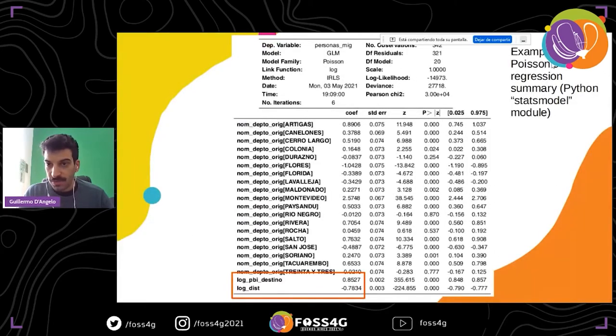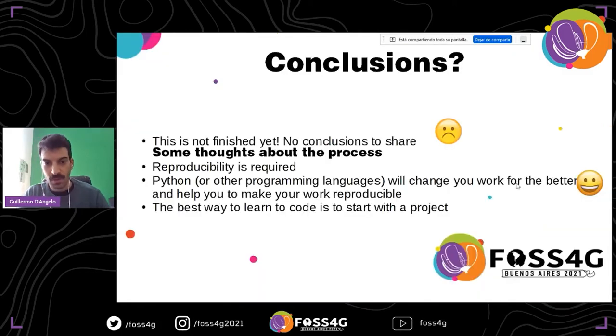This is an example of a Poisson regression summary, done in Python using the StatsModels module. This can also be easily done in R. It's almost the same framework, the same structure. Here you see some regressors that I use: the logarithm of the GDP in destination, and the logarithm of the distance. And you can see by the sign that distance is a repulsion factor, and the GDP in destination is an attraction factor. Those are the departments, the 19 entities we talked about in one of the first slides, which are all our geographical units. Here you have the summary of the model, just as an example of what you can get with these models.